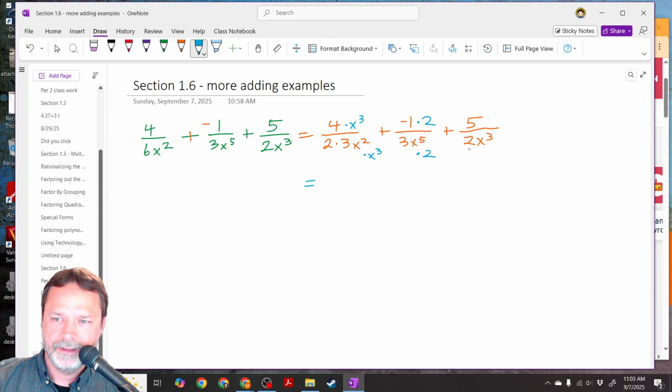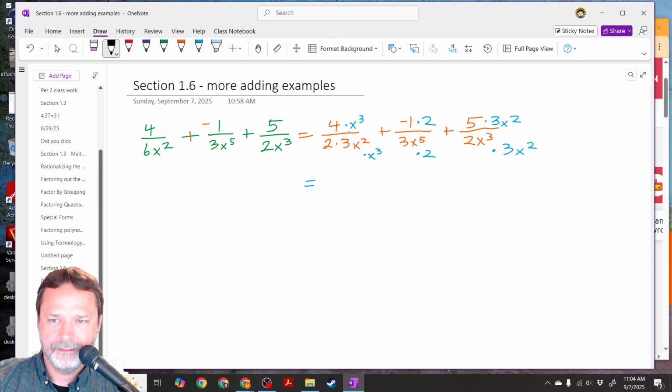Now, the last denominator, get it the same. 2. Well, again, there's a 2 here. Got that. 3. No 3. Need the 3. All right. X to the 5th. Do not have that. I only have 3 x's. So I need x squared. So times 3x squared. And then these are all the same now. 2 times 3 times x to the 5th. I'm good. I got a common denominator.